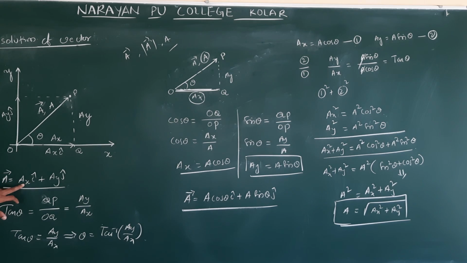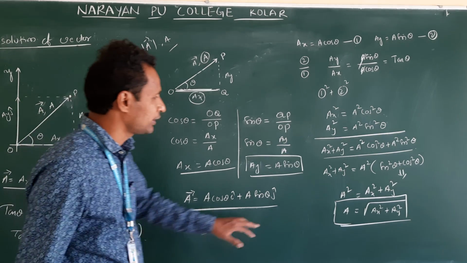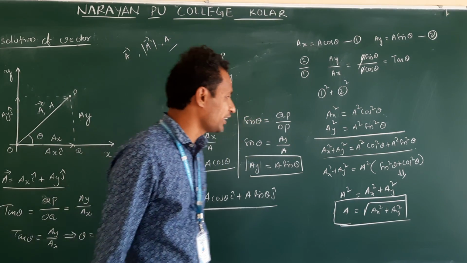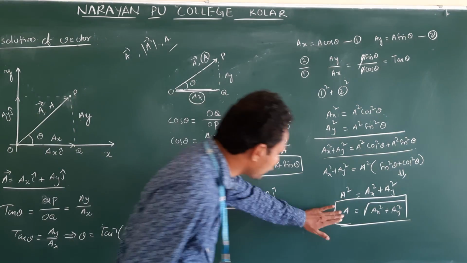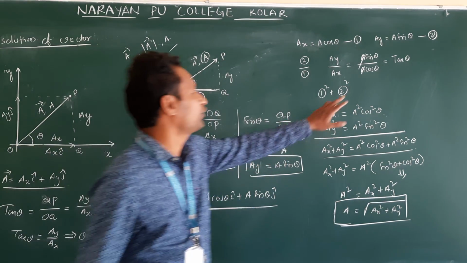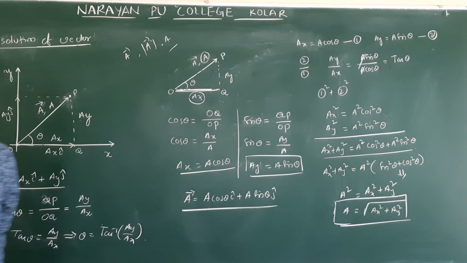We have a vector AX i cap plus AY j cap. The magnitude of this vector is A is equal to under root of AX square plus AY square. This is the magnitude formula. What is the direction formula? Tan theta is equal to AY by AX. Clear?